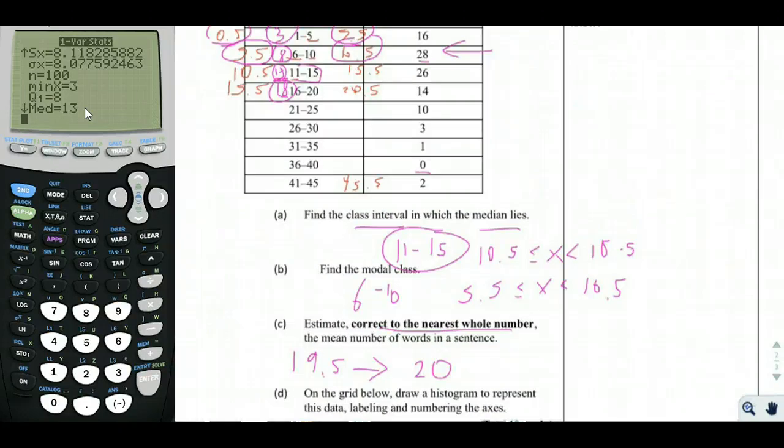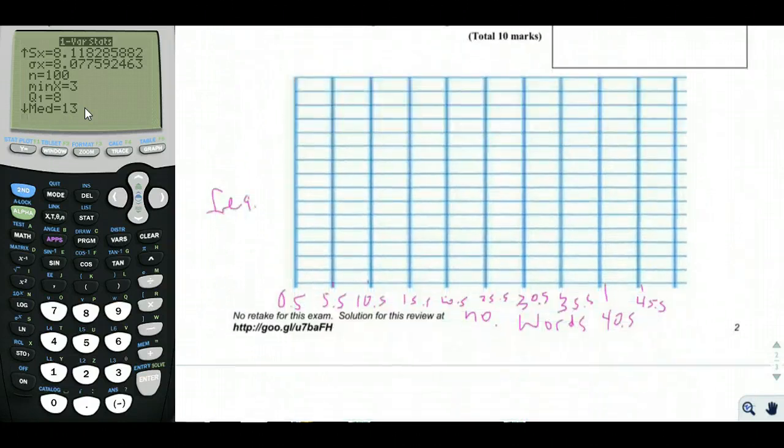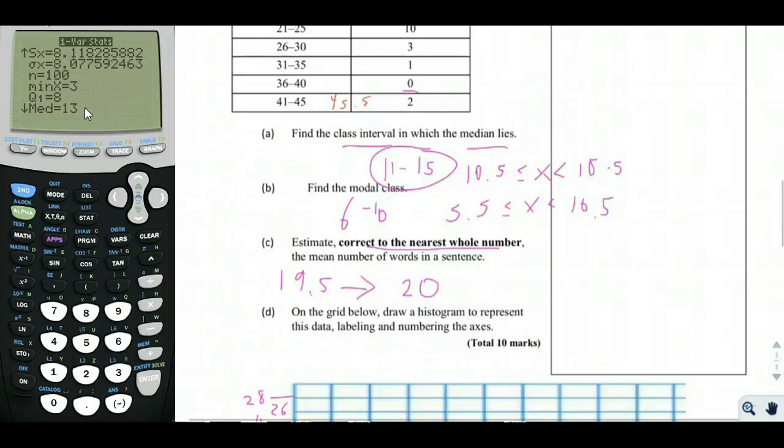And then for the frequencies, the lowest frequency is 0. The highest frequency is 28. So we're going to count by 2s here. 0, 2, 4, 6, 8, 10, 12, 14, 16, 18, 20, 22, 24, 26, 28.